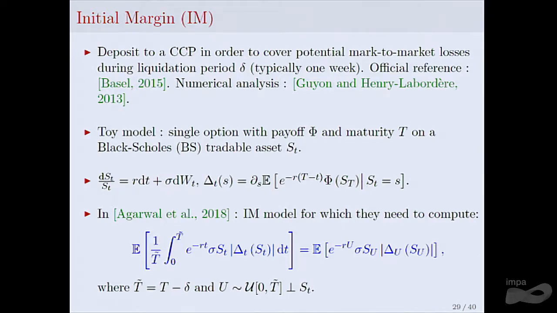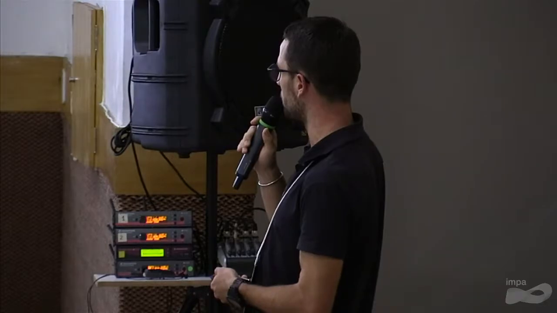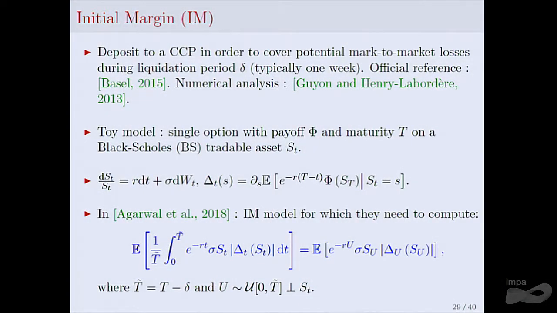In 2000, a really recent paper from Agarwal and my PhD supervisors showed that for a certain model for initial margin, they need to compute the following quantity. We can talk about this later, but this comes from a correction of the non-linear PDE that they use to get the initial margin. You can artificially change this and rewrite it as this by introducing some random variable u, because it would be hard to discretize this to compute the integral, and you would get a bias.